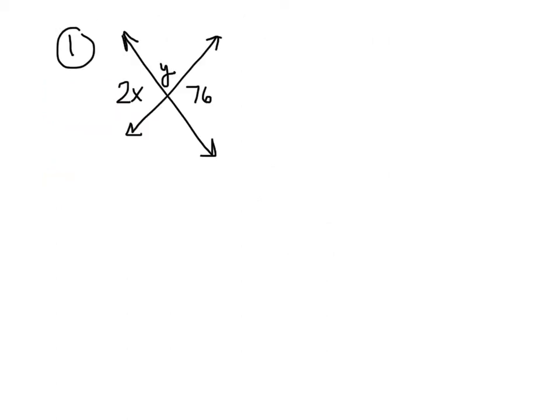In practice 1, we want to find the value of each variable. Now we have a couple of ways to do this. We can start with the y if you want to, or we can start with the 2x. So because 2x and 76 are vertical, we're going to write 2x equals 76. Divide both sides by 2. That gives us the value of x is 38.